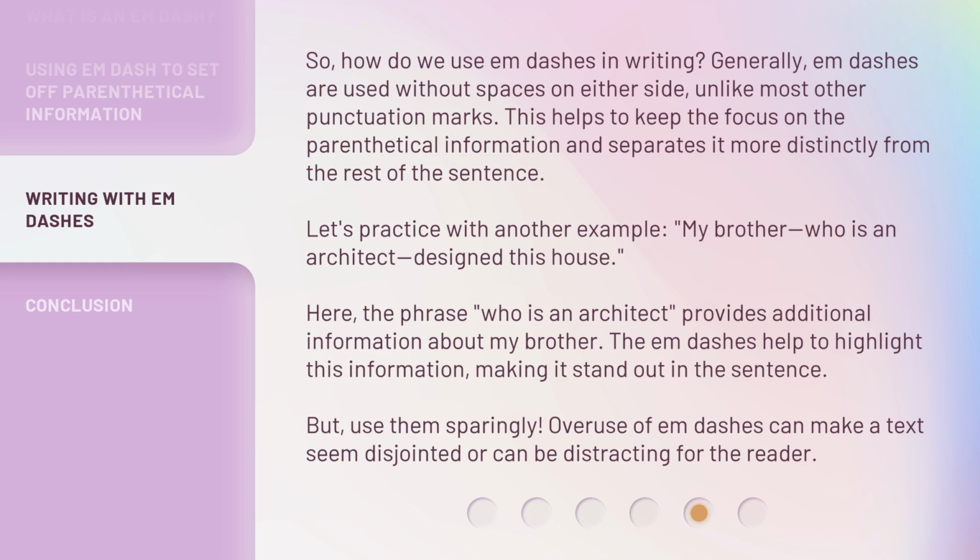My brother—who is an architect—designed this house. Here, the phrase, who is an architect, provides additional information about my brother. The em dashes help to highlight this information, making it stand out in the sentence. But, use them sparingly. Overuse of em dashes can make a text seem disjointed or can be distracting for the reader.